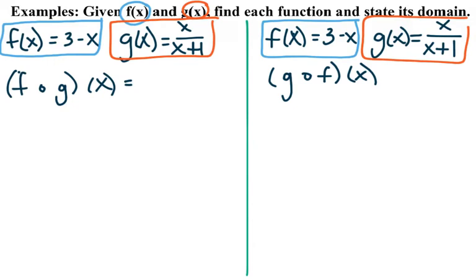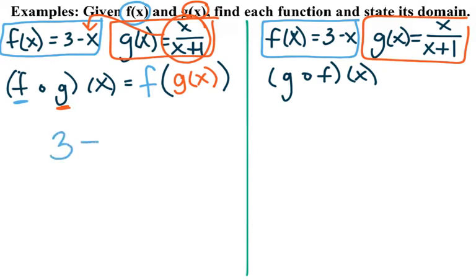So this one says f of g. F is the very first one, so it's my outside one. G is my second one, so it's my inside function. So I'm taking the g and I'm putting it inside the f function. So I'm going to write the f function, 3 minus x, but I'm going to replace x with the g function. So literally what you're doing, 3 minus x over x plus 1.